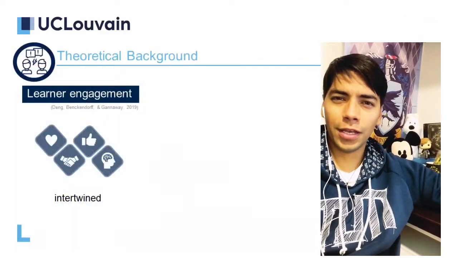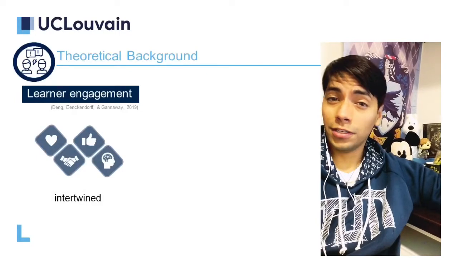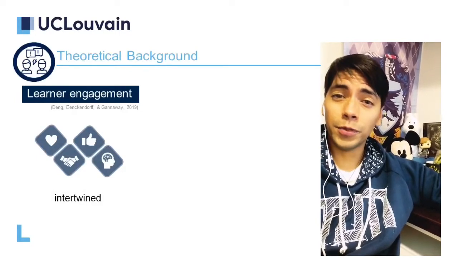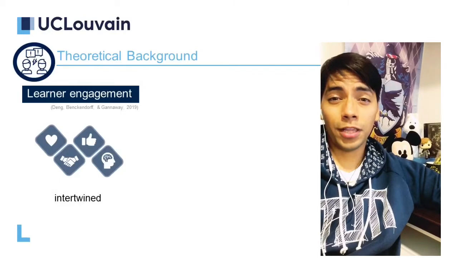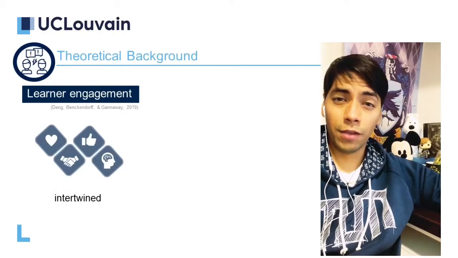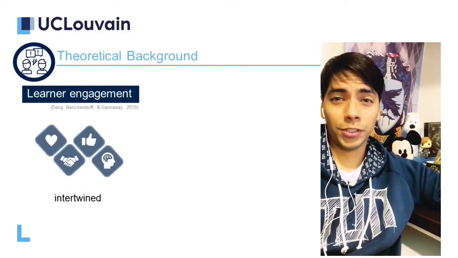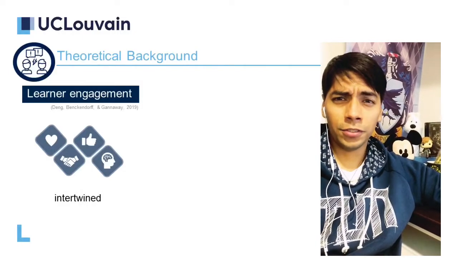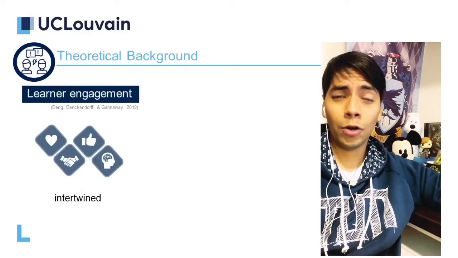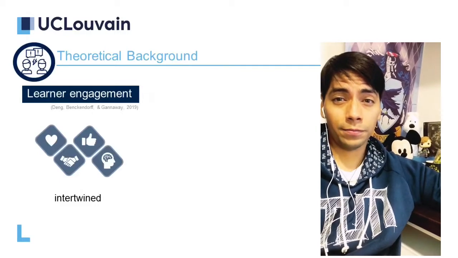Learner engagement is the participation of learners in their courses. This participation has several dimensions. There is a behavioral, an emotional, a social, and a cognitive dimension. These dimensions do not work in isolation. They're all intertwined and work together.